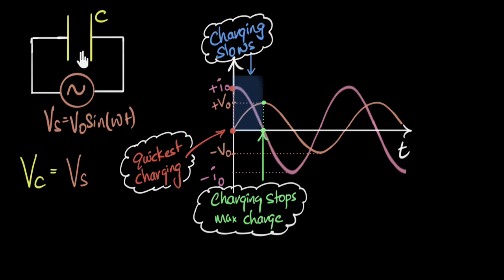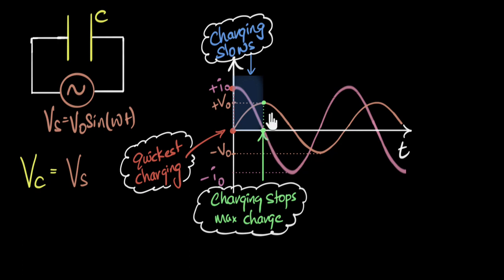Discharge. How do you discharge? Run the current in the opposite direction. Negative current. That's why after this point, you get a negative current. Even though the voltage is positive, because the voltage is reducing, the capacitor voltage needs to reduce, you need to discharge. That's why the current has become negative. Is that making sense now?